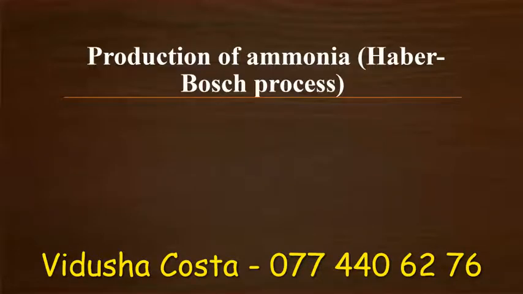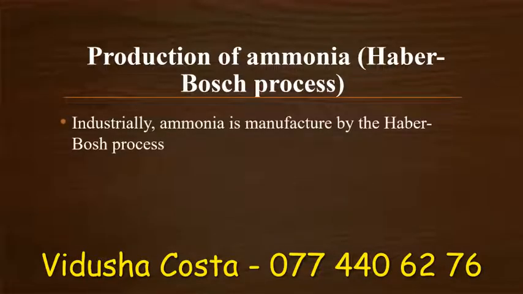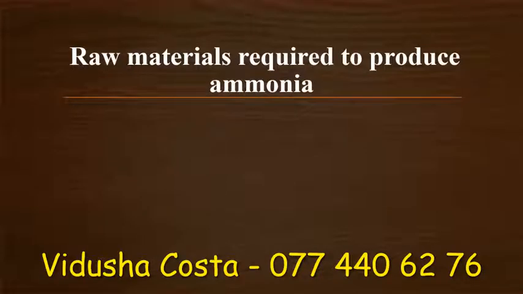We are going to discuss the production of ammonia by the Haber-Bosch process. Industrially, ammonia is manufactured by the Haber-Bosch process. You have to know what the raw materials required to produce ammonia are. Nitrogen and hydrogen gases are the raw materials required for the production of ammonia.